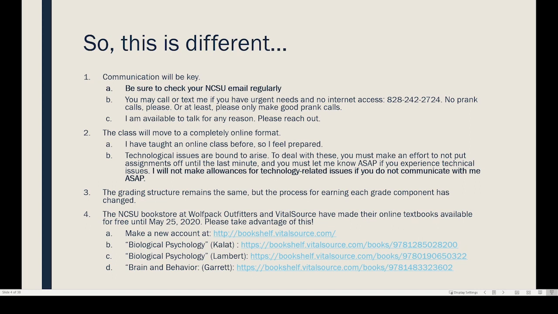And then finally, the NC State Bookstore has made their online textbooks available for free through the end of May. And I really think you all should take advantage of this. So one, you don't have to carry around that CalIT textbook if you don't want to. You can just have it digitally. And then also these other two textbooks are good resources that I think will help fill in the gaps where we're not very happy with our current textbook. So those are good resources and it's all free. So I do encourage you to go sign up for that.